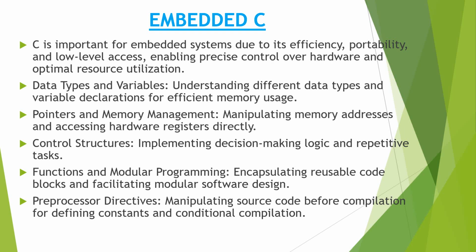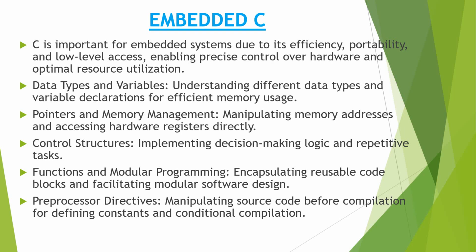And coming into the pointers and memory management, pointers are for manipulating the memory address and accessing the hardware registers directly. So by using these pointers, we have to use the address of the pointer, we can declare it anywhere. And control structures, implementing the decision making logic and the repetitive task. So control structures come under these type of topics: if else and else if ladder. So these are all the control sections, and also loops exist in C language, that is for loop, do loop, while loop. These are all used to execute the program multiple times. So we can also implement it infinite times.